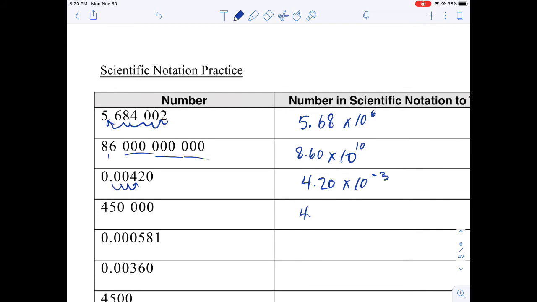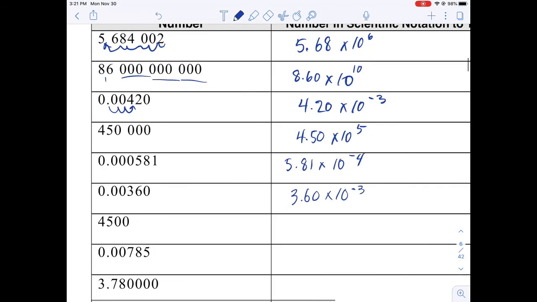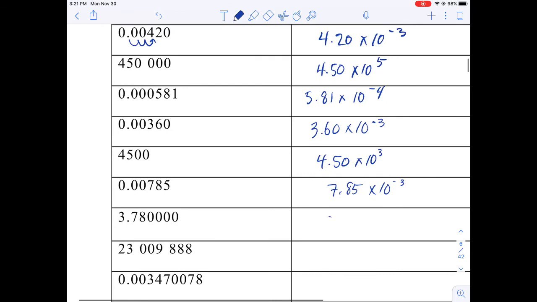This is going to be 4.50 times 10 to the 5. This is going to be 5.81 times 10 to the negative 4. This is going to be 3.60 times 10 to the negative 3. This is going to be 4.50 times 10 to the 3. This is going to be 7.85 times 10 to the negative 3. This is going to be 3.78 times, well, really we don't need the times 10 because this is just 3.78.